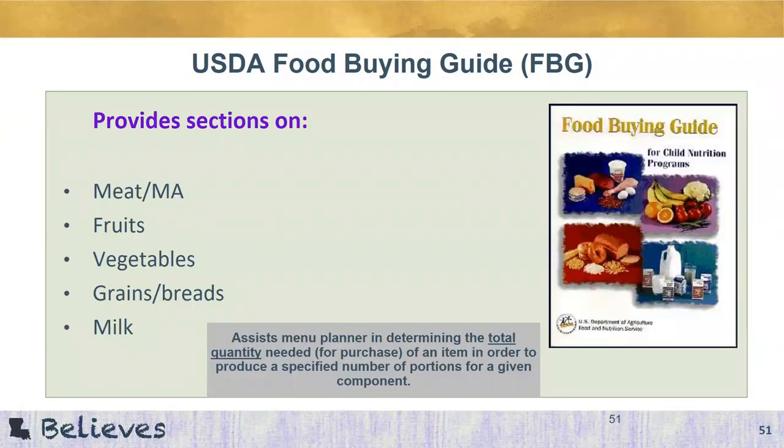The food buying guide does provide sections on meat and alternates, vegetables and fruits, bread grains, and milk. As stated earlier, the overall objective is to assist the menu planner in determining the total quantity needed to purchase for each food item in order to produce a specific number of portions for each component in the summer food service program menus.